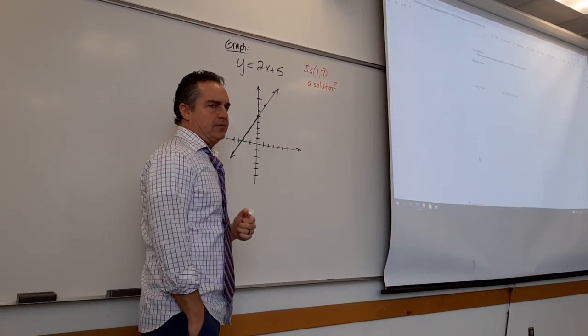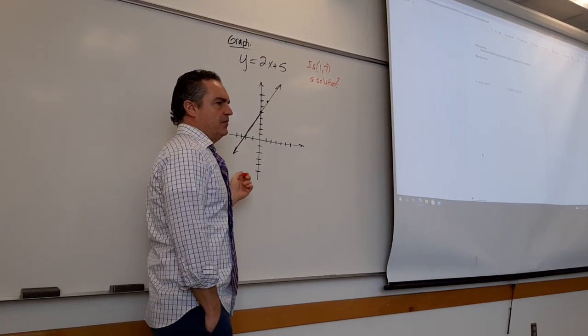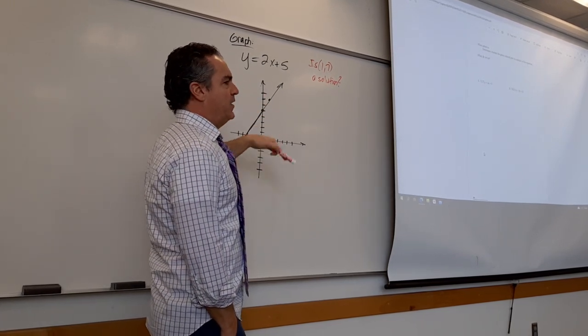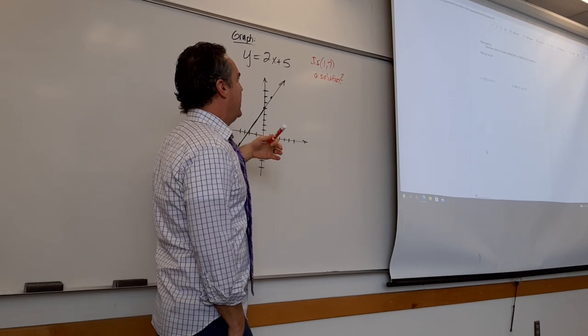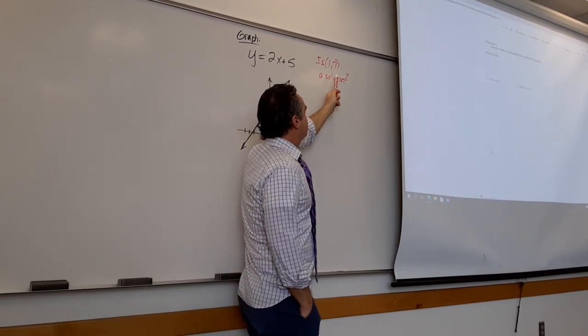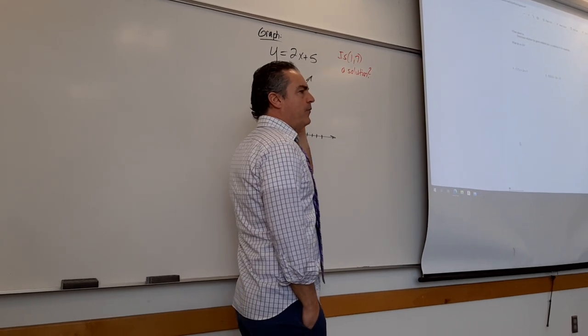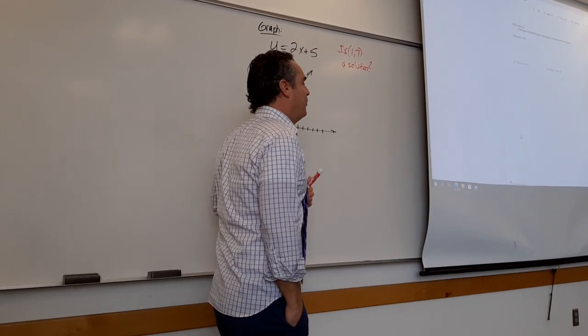Did your graph look like this? Let's go. Say woo if it looks like this. Woo, woo. Good. Okay. So on the explanatory section when we met on Monday, we just asked, is (1, 7) a solution to this? And how did we handle that? Say it loud. We plugged it in.